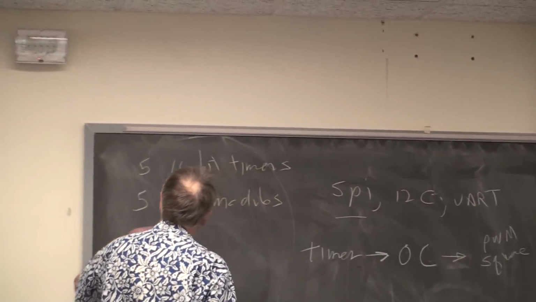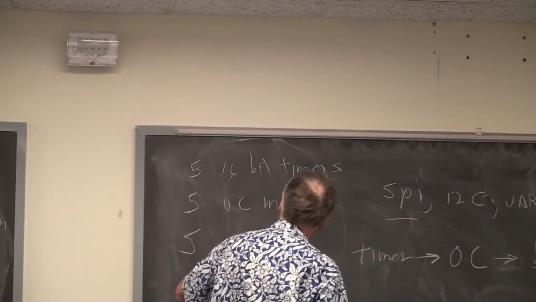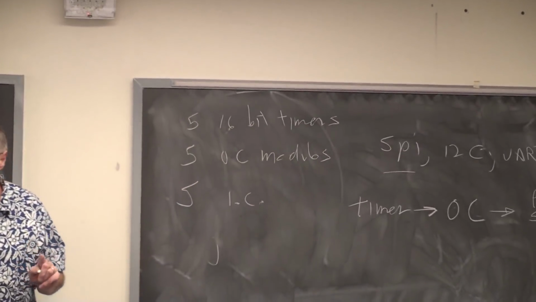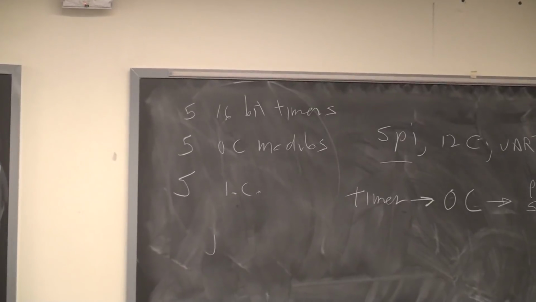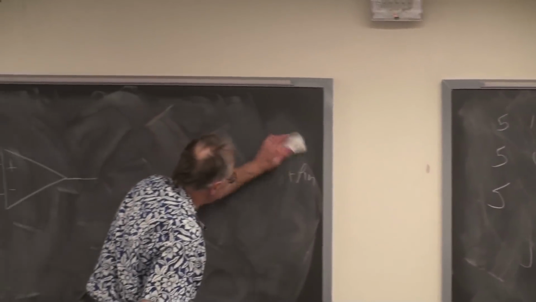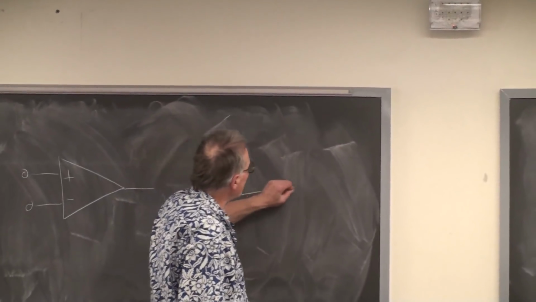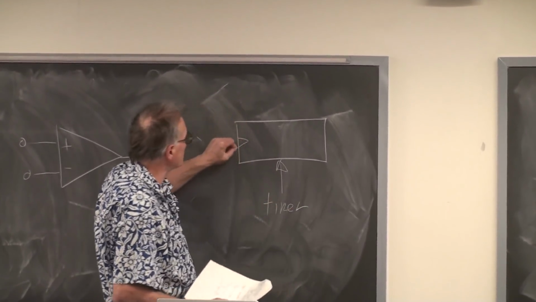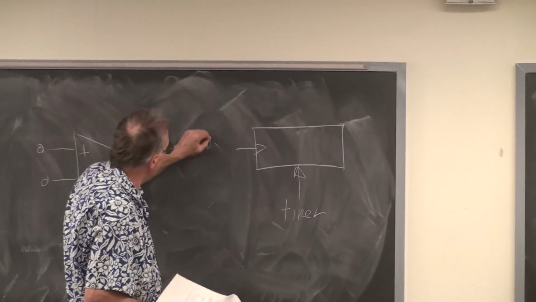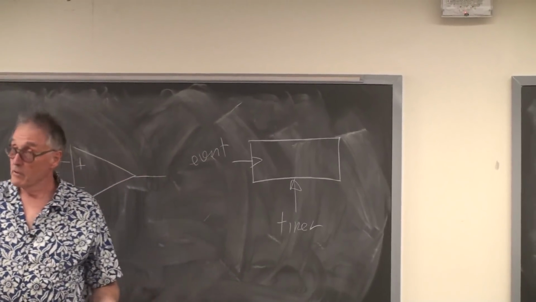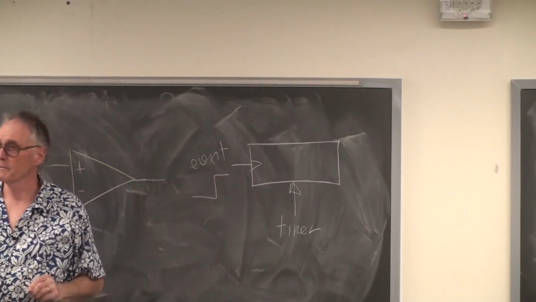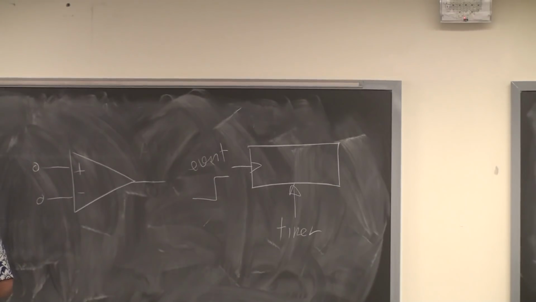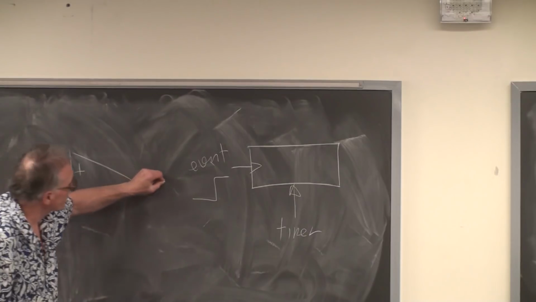There are also 5 input capture modules. You can think of them as a register whose input is a timer and whose load clock is an event. An event from the outside world could be an edge. It could be an event from inside the CPU also, say an interrupt. But the edge we're going to use in Lab 1 is the edge which comes from the comparator.